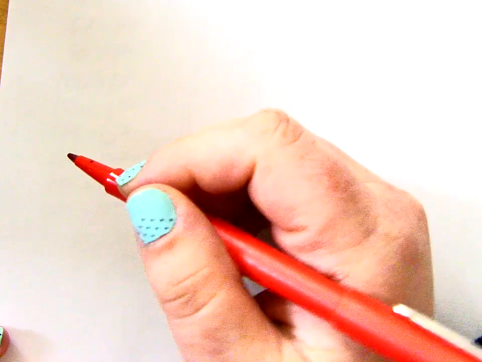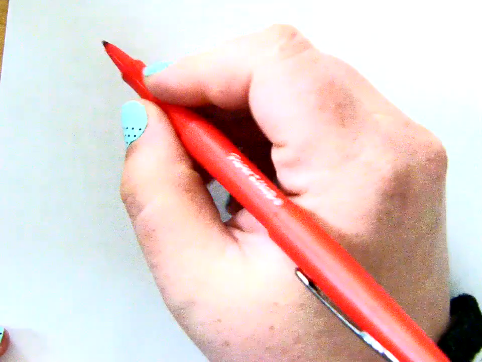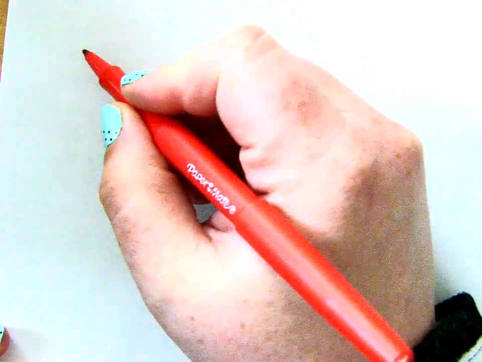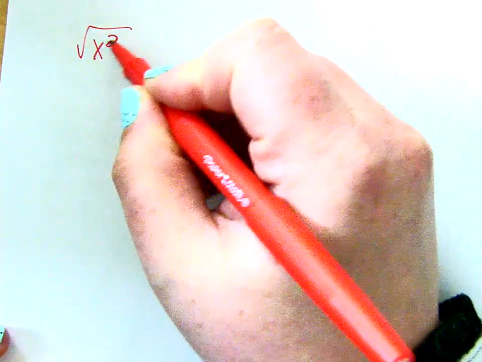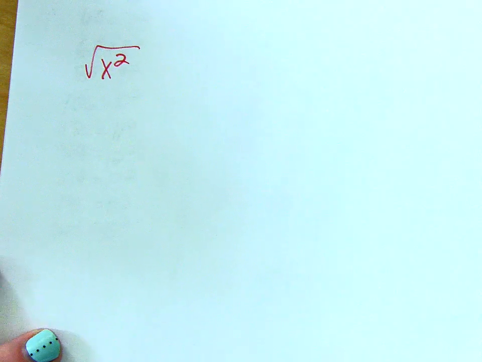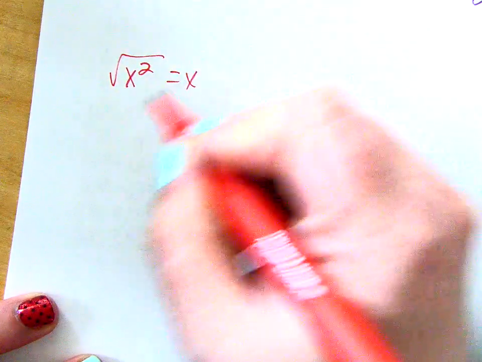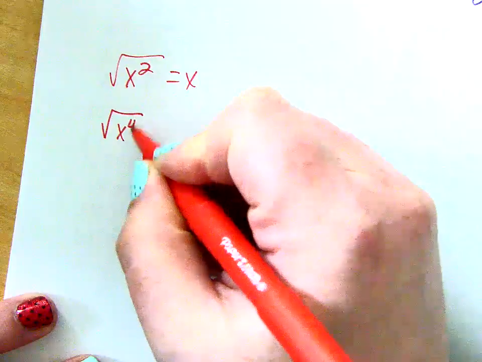We are simplifying radicals where there are variables. So let's just start off with something easy. What's the square root of x squared? X. Just x, right? What's the square root of x to the fourth?